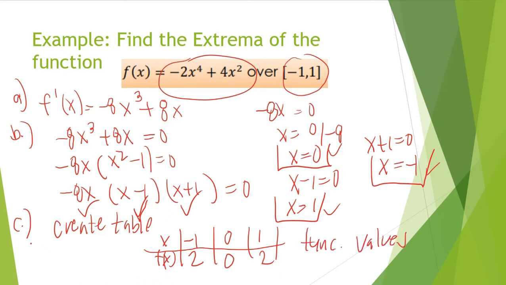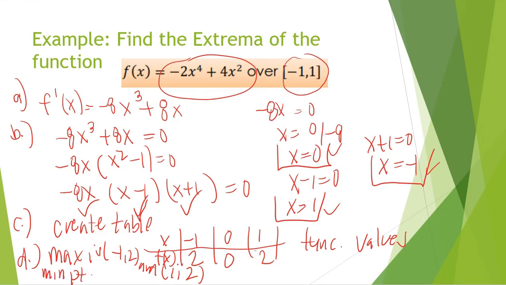And then for letter D, for comparing the values, we just make a conclusion. Titingnan natin dito yung maximum point. The maximum point is at 2, no? Itong dalawa, 2. So ang kanyang coordinates is negative 1, 2 and positive 1, 2. And for the minimum point, o yung pinakamababa, which is 0, 0.